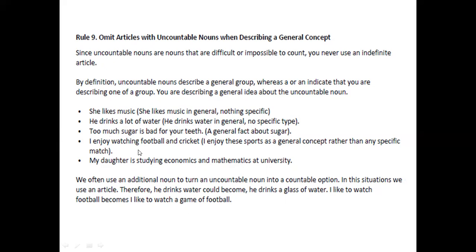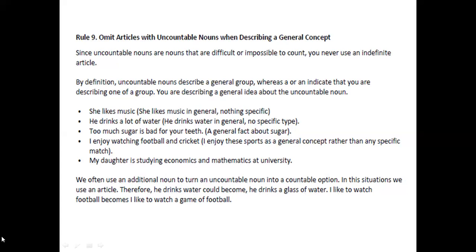Then, I enjoy watching football and cricket. Here I enjoy these sports as a general concept rather than any specific match. Then, my daughter is studying economics and mathematics at university. So we often use an additional noun to turn an uncountable noun into a countable option. In these situations, we use an article. Therefore, he drinks water could become he drinks a glass of water.